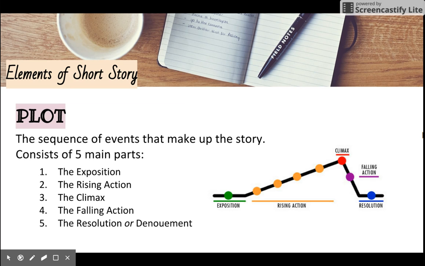So you'll see very often it put on what's called a graph, where you see kind of it starts at the bottom, goes up, there's a peak, and then it falls to the end. So these 5 parts are 1 in green, the exposition, 2 in yellow, the rising action, 3 in red, the climax, 4 in purple, the falling action, and 5 in blue, the resolution or denouement.